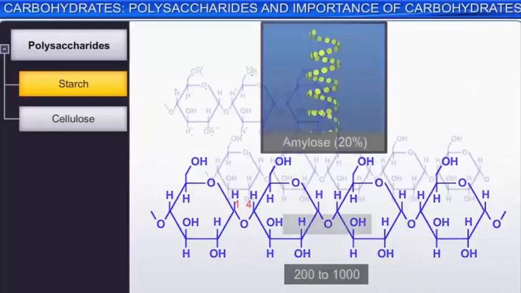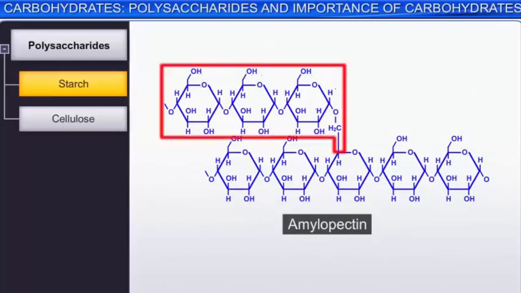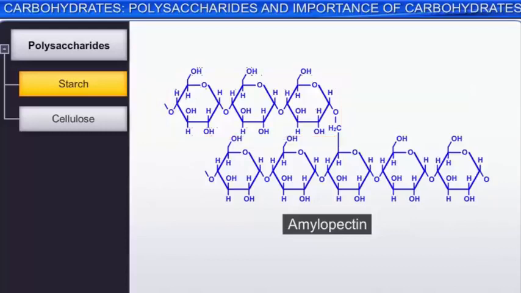Amylopectin, the major component of starch, is insoluble in water. Amylopectin is a branched chain polymer of D-glucose units. The branched structure consists of several hundred short chains of about 20 to 25 D-glucose units each. An amylopectin molecule may contain as many as 1 million glucose units.